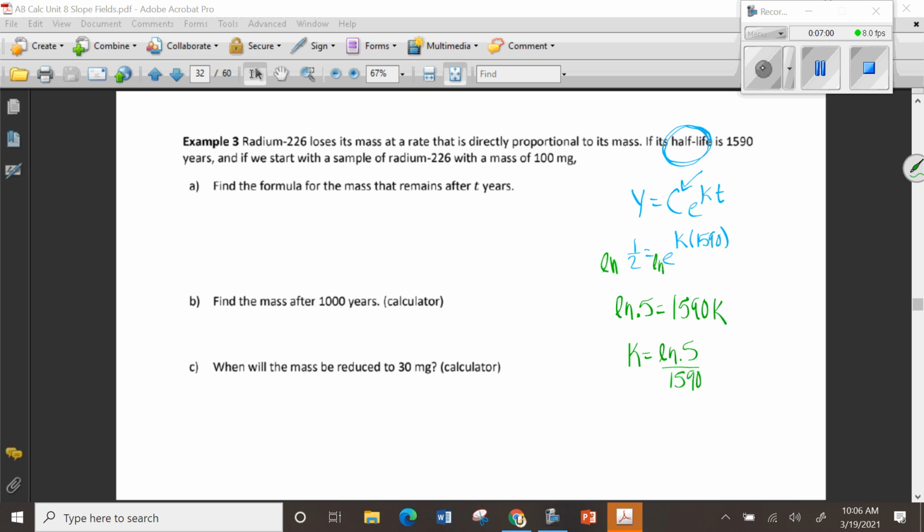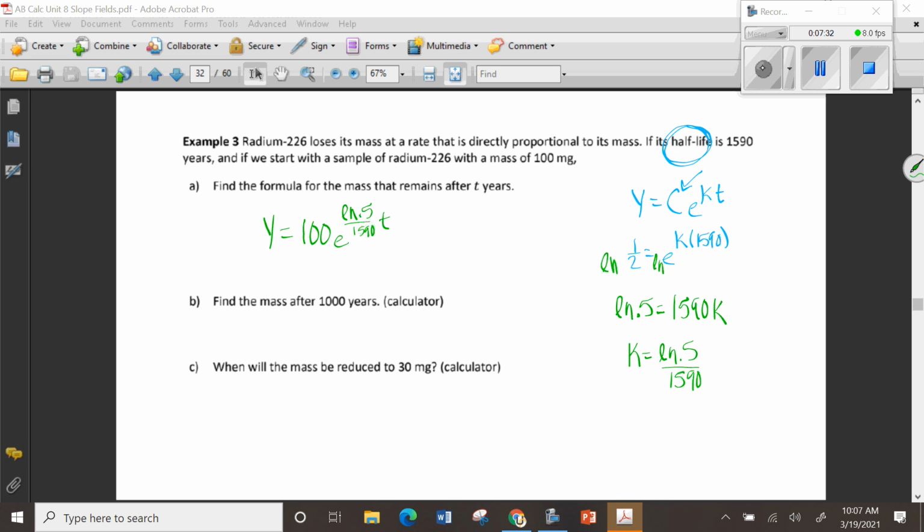That's our K value. You're going to feel the desire to change that into a decimal, but we should not do that until the very end. We want to make sure that we don't cut off decimal places and round our answers until the very end. So our formula is y equals, since we're starting with 100, e to the (ln 0.5 divided by 1590) T. So find the mass after 1,000 years.